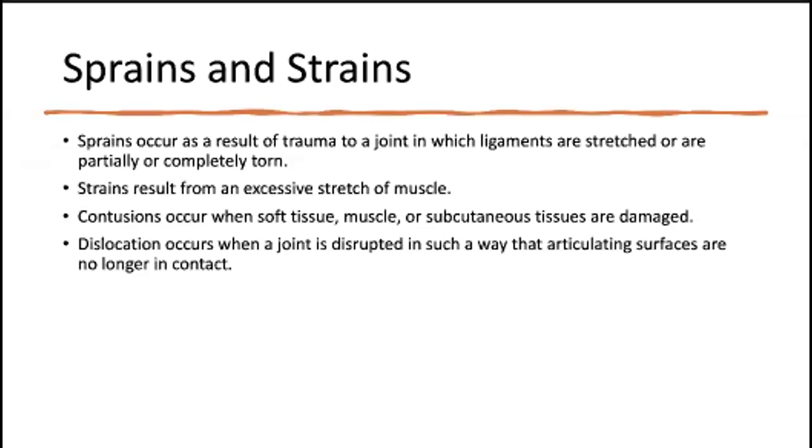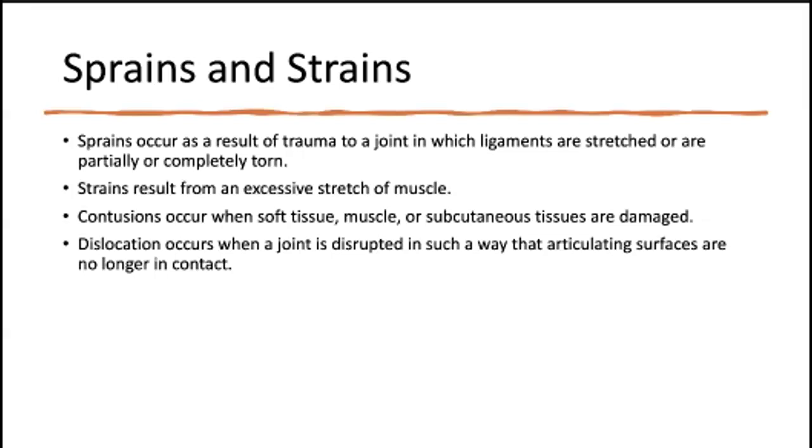Here we go. Sprains and strains occur as a result of trauma to a joint. When we're speaking specifically of sprains, this is when ligaments are stretched or are partially or completely torn. Not common in children because of their body development, but it can result from athletic injuries in our adolescence. Strains result from excessive stretch of muscle, also known as pulls, tears, or ruptures. Frequently, again, athletic injuries in our adolescence.